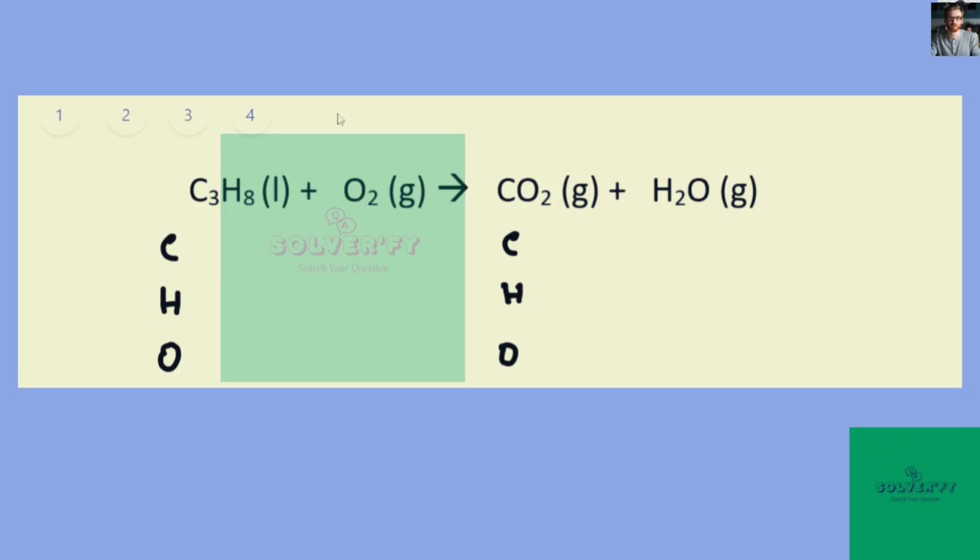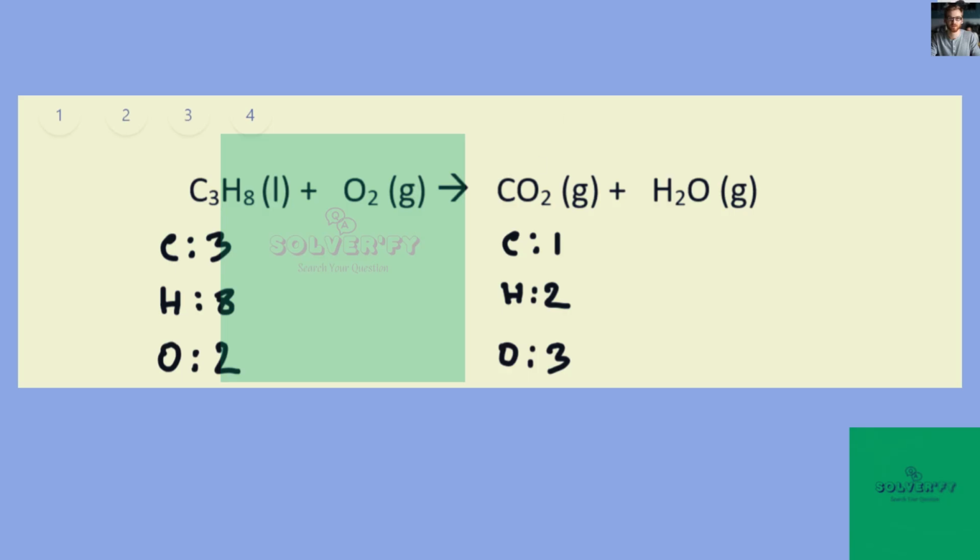Okay, now we will write down the number of each atom or element present. So we have 3 carbon, 8 hydrogen, and 2 oxygen on the reactant side. And on the product side, we have 1 carbon, 2 hydrogen, and 3 oxygen.